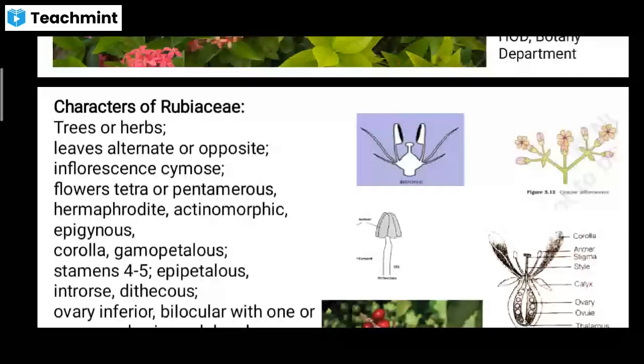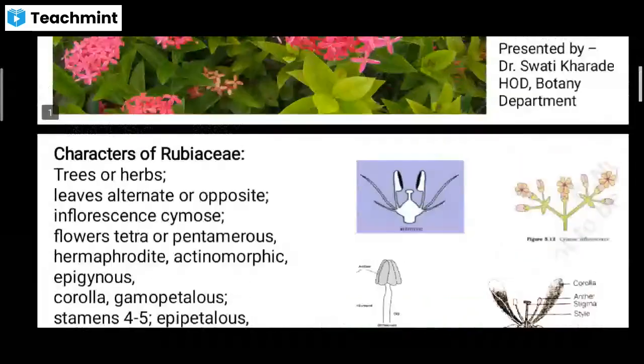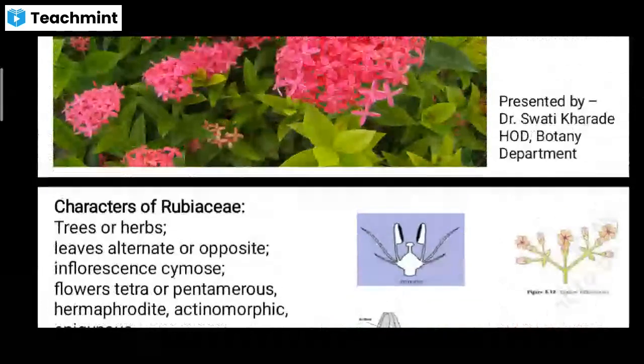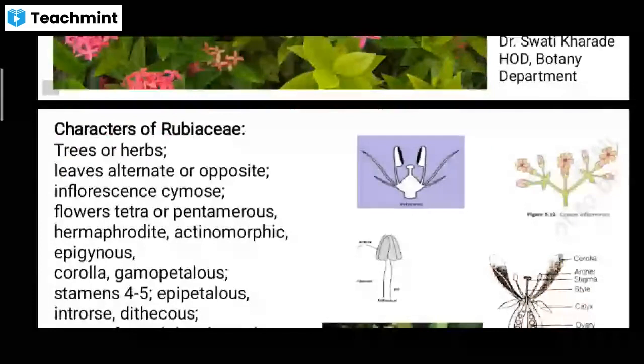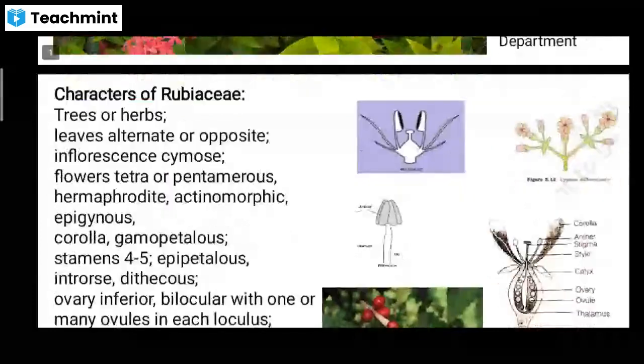Tetramerous means they have 4 petals. Penta means 5 petals. So you can see in the first picture there are 4 petals, so it is a tetramerous flower. Then it is hermaphrodite, that means all floral organs are present in the single flower. Then it is actinomorphic, that means if we cut the flower at any angle, it can make equal parts.